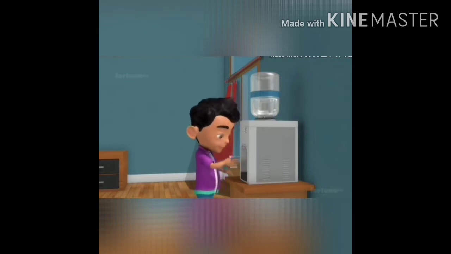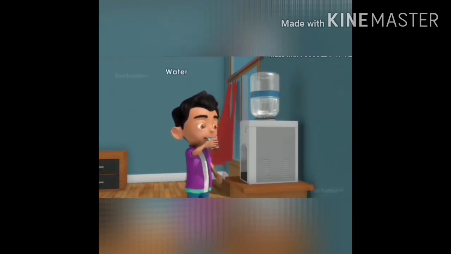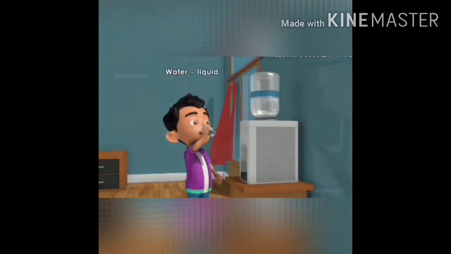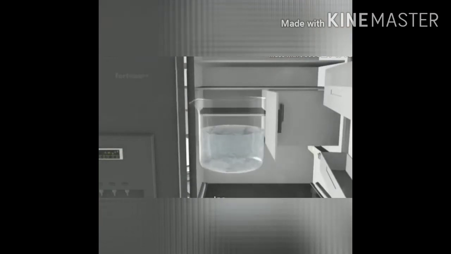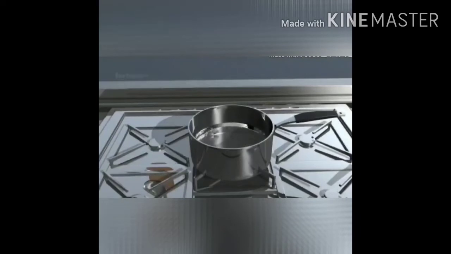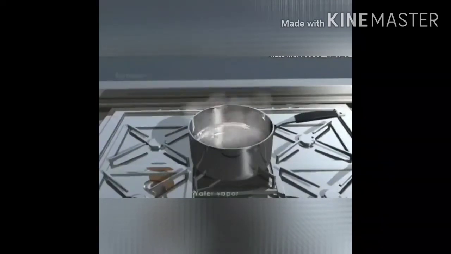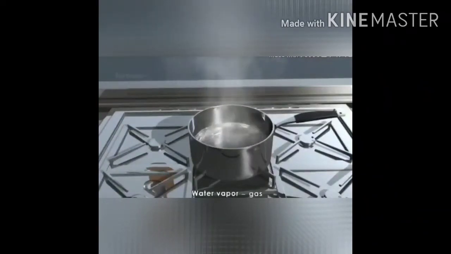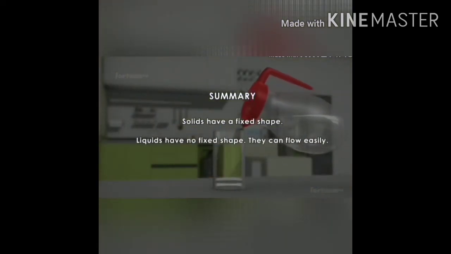The water that you drink is an example of a liquid. When you keep that water in a freezer, it takes the form of ice, which is a solid. The same water, when you heat it, turns into water vapor, an example of gas. So all these are examples of solids, liquids, and gases that we studied in the previous module.